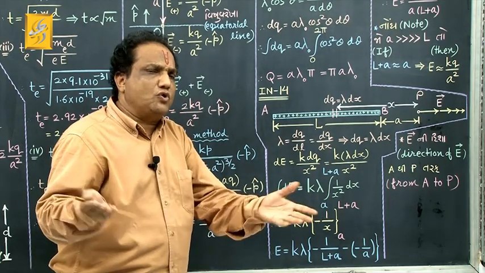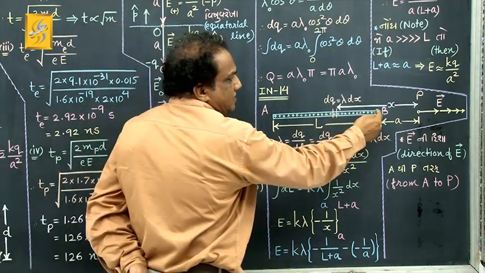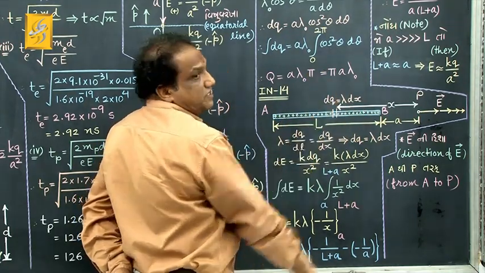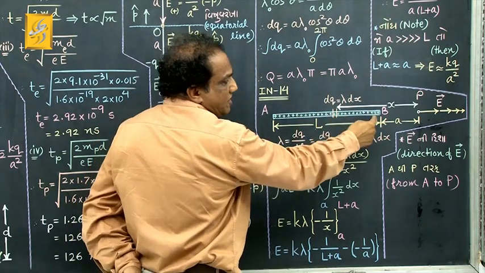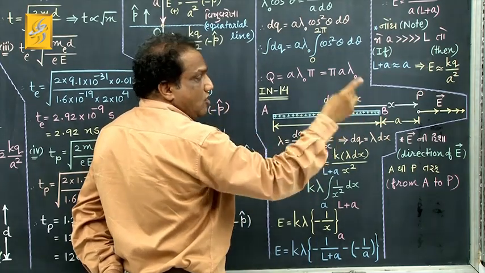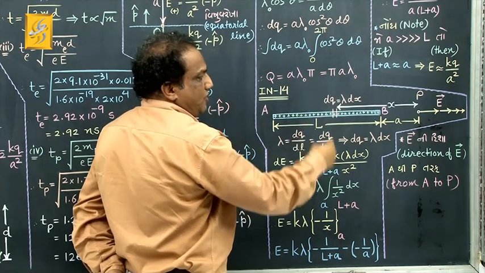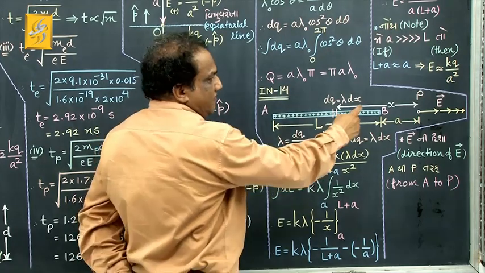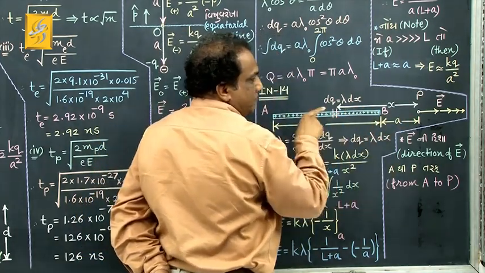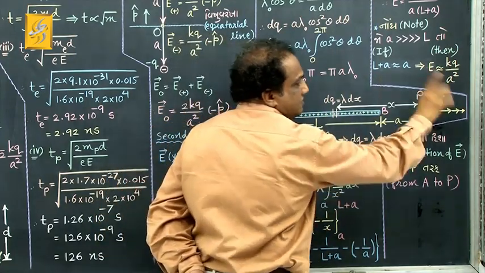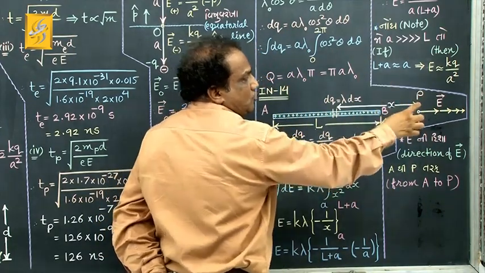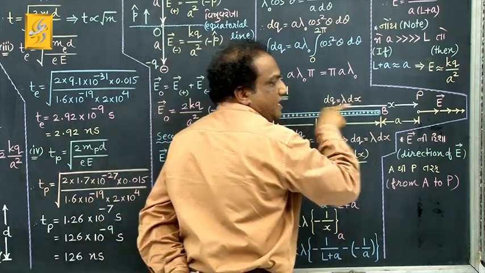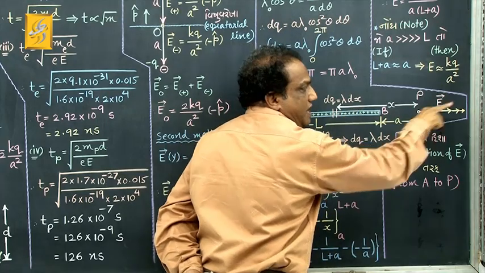The reason is very simple. Look, all the charge elements along the length of the wire have positive charges. Whether you take this charge element here or here or here, anywhere, all those charges are positive. And because of positive charge, don't you know the direction of electric field is away from it. So away from this will be like this, away from this will be like this. So at point P, the directions of electric fields produced by all the charge elements will be pointing towards the right hand side, that is, in the same direction.